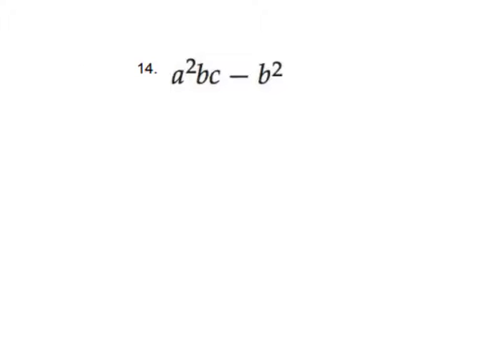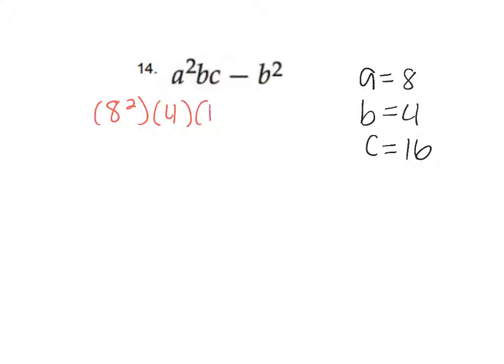So problem 14 also comes from the order of operations section, and for these, it wants us to evaluate each expression if A equals 8, B equals 4, and C equals 16. So we're just going to substitute all these values in for these numbers. So I'm left with 8 squared times 4 times 16 minus 4 squared.